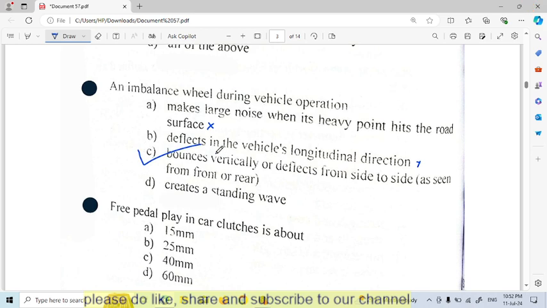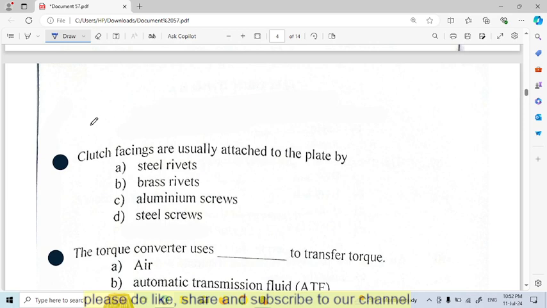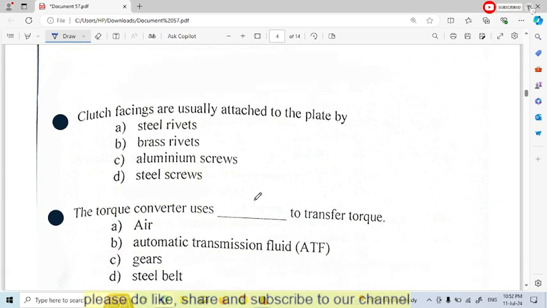Okay, this is correct. Free pedal play in car clutch is about 25 mm. This question is important. You can expect this question in the exam. Okay. Next, clutch facings are usually attached to the plate by brass rivet.